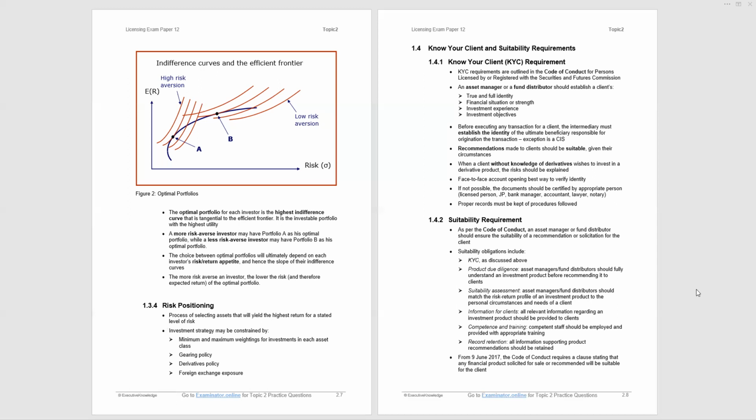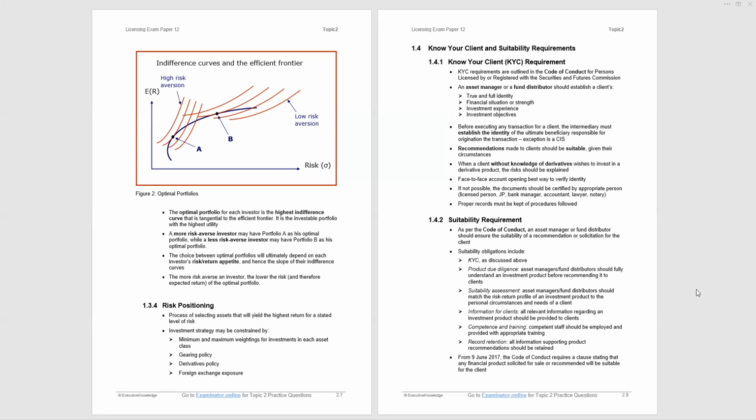Now, the obligations include knowing who your client is, going through the KYC procedure. Product due diligence. The asset manager or the fund distributor should fully understand the product that is being recommended to the client. Suitability assessment. Asset managers, fund distributors should match the risk return profile of a product to the personal circumstances and needs of a client. So if a client has short-term liquidity needs, you should not be tying up all his or her money in long-term investments.